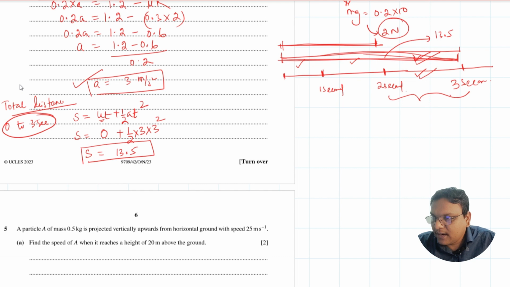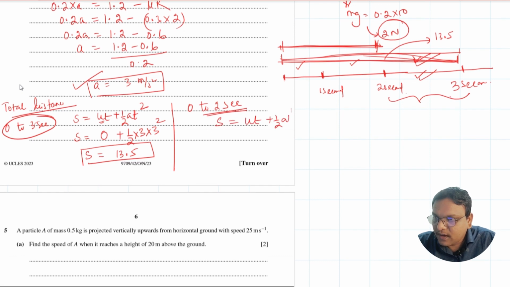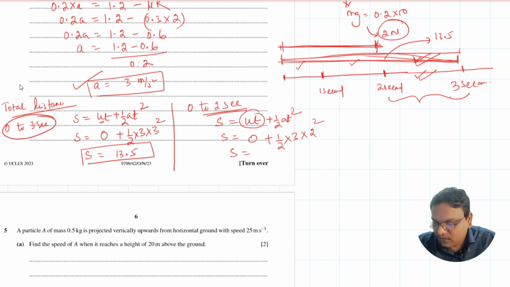Got it? Now we'll find the distance for the first 2 seconds, so this will be 0 to 2 seconds. Again I'll use the formula S equals ut plus half at square. Here the initial velocity is 0, plus half times acceleration, 3 meter per second square, times the time of 2 seconds squared. When you put the values in the calculator, you'll get S equal to 6 meter.